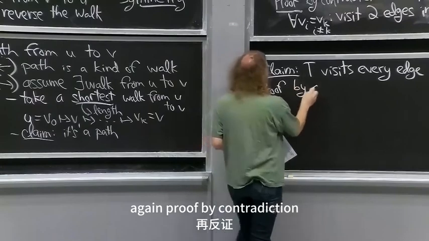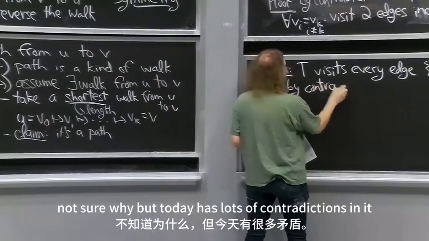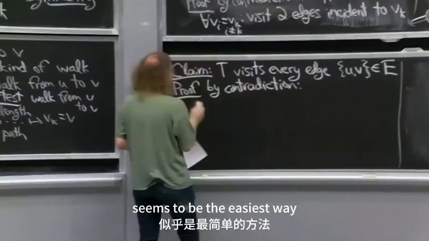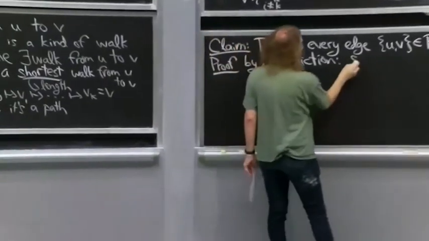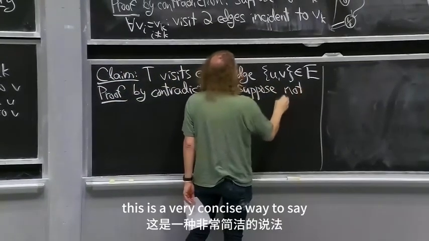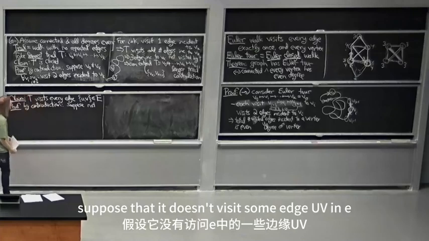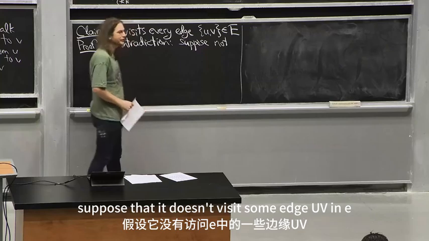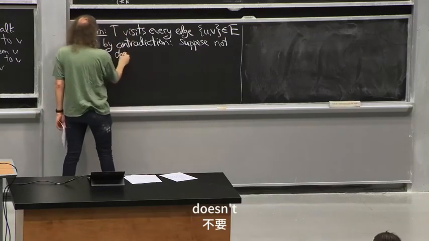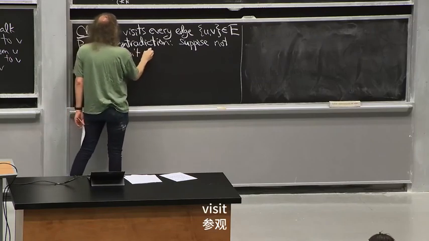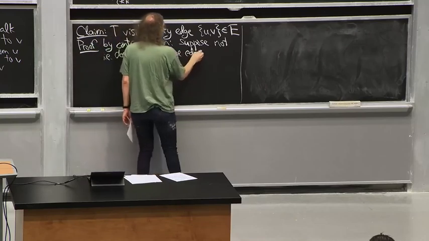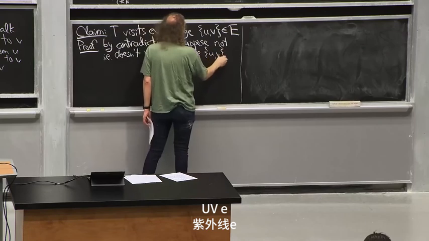Again, proof by contradiction. Not sure why, but today has lots of contradictions in it. Seems to be the easiest way. Suppose not. This is the very concise way to say, suppose that it doesn't visit some edge u, v, and e. I'll write it out. Doesn't visit some edge u, v, and e.